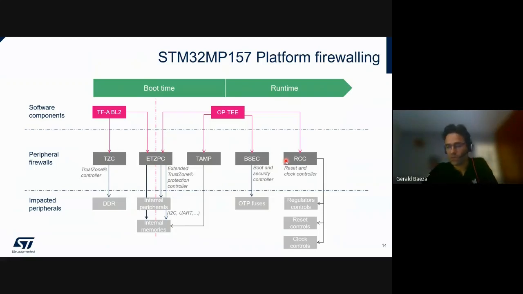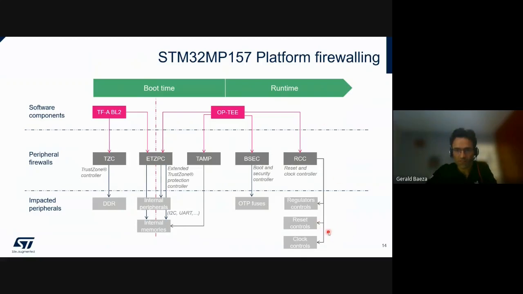This is the peripheral that is responsible, as its name is telling, for the reset and clock control for the whole SOC. So inside RCC, we are able to isolate some configuration in the secure world and let direct access to the non-secure world for other aspects when we consider that they are not so sensitive for the platform safety and correct execution. In turn, the RCC is connected to some regulator control that can be secured also. And as I said, the reset and the clock that are spread among all the peripherals on the platform.